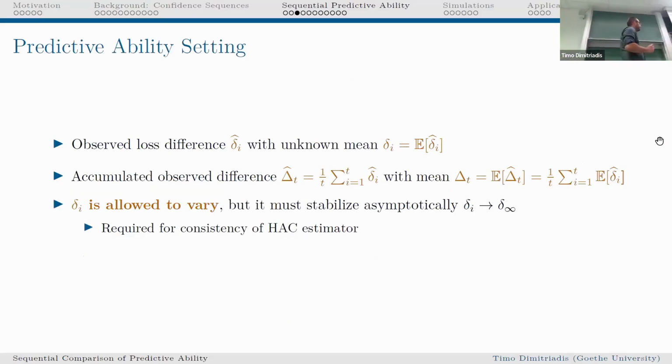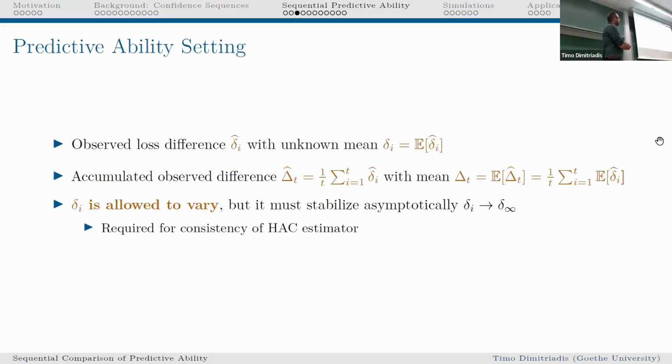That is what I will use for the rest of the talk. So the loss differences that we observe will be delta_i tilde, hat, and they have expectation delta_i. So delta_i is the population part, delta_i tilde is the part we observe. Now we look at accumulated means. So we look at the sum from i = 1 up to time t, that is today's time t. We sum over all the past.